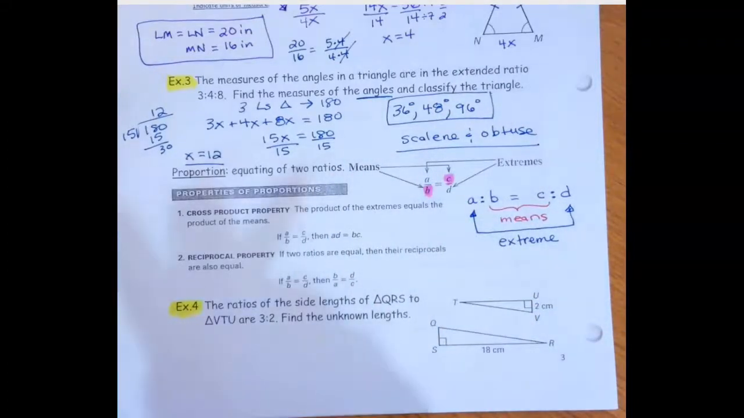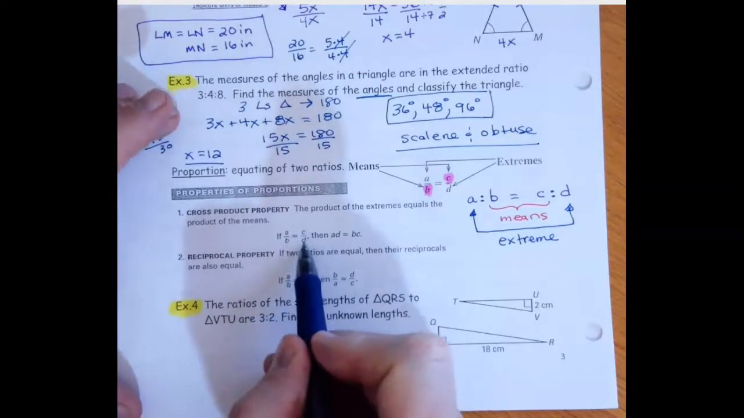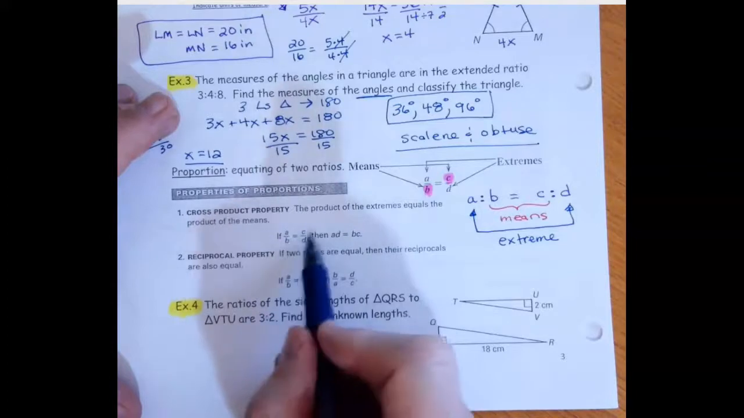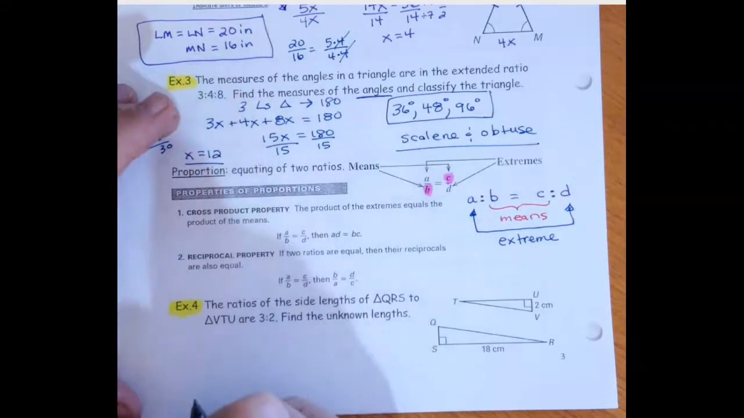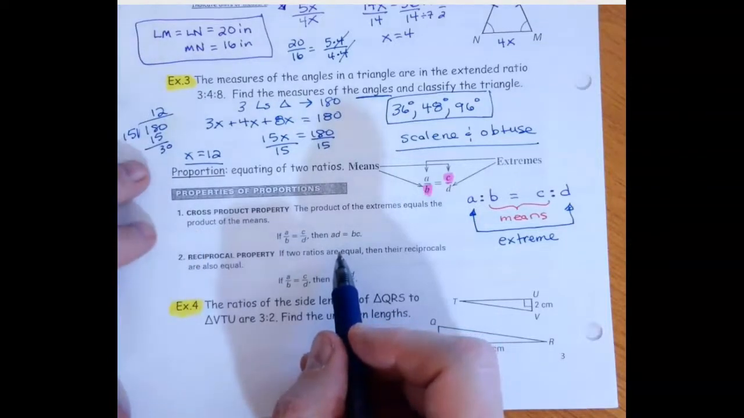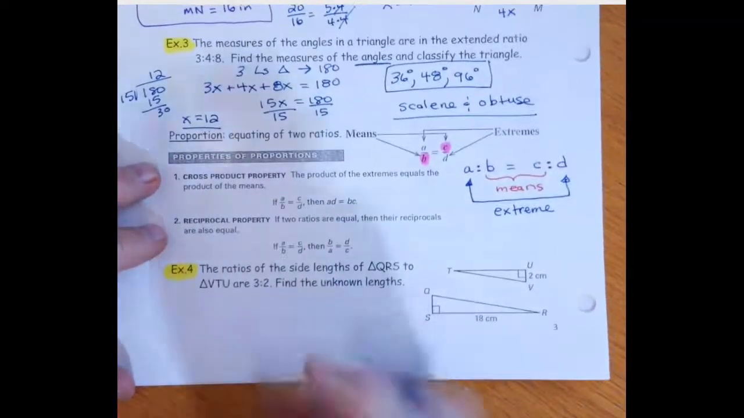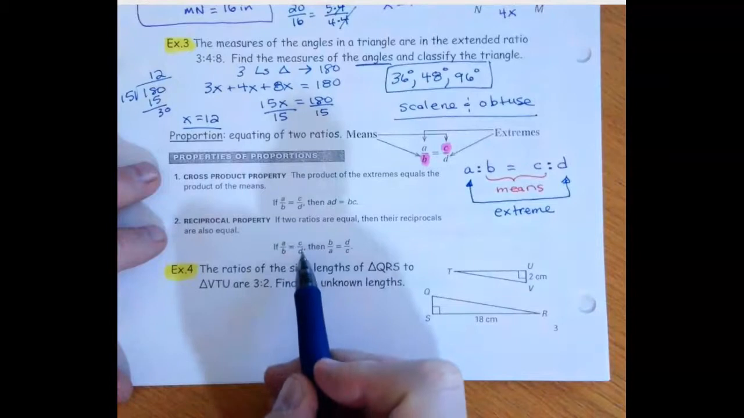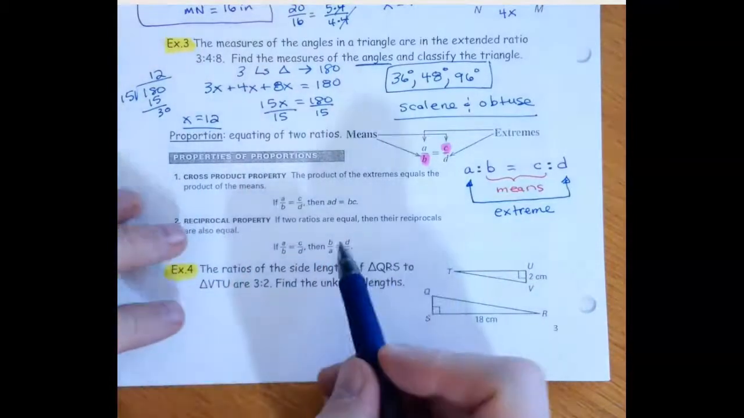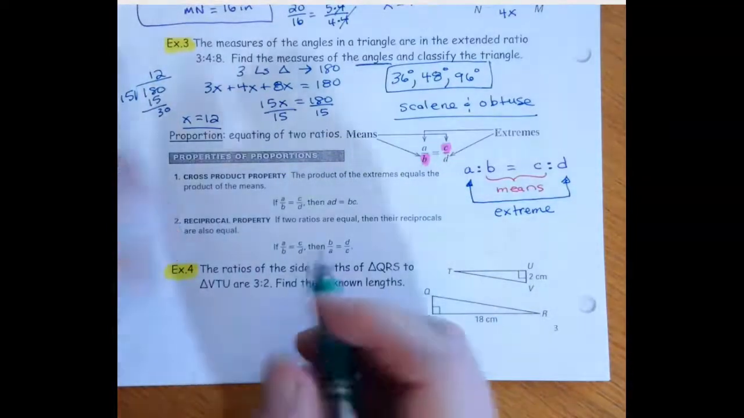Okay, so the cross product property says that if A over B equals C over D, then if we cross multiply, those things should be equal to each other. Okay. And that's it. Alright, the reciprocal property should make sense. So if we have these two fractions that are equal, and then we flip them over, they'll still be equal. So hopefully that kind of makes sense.